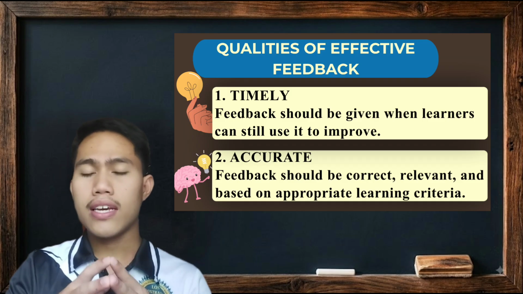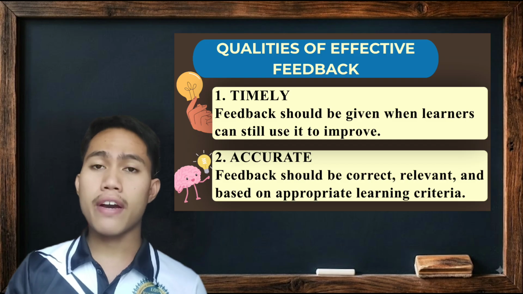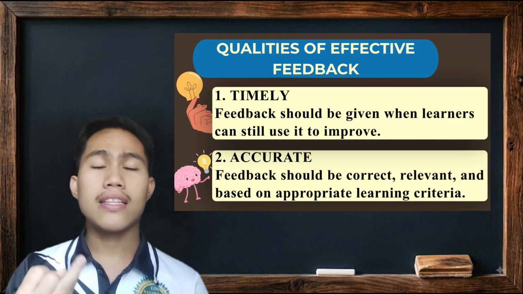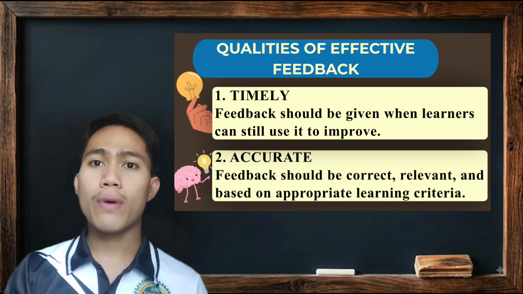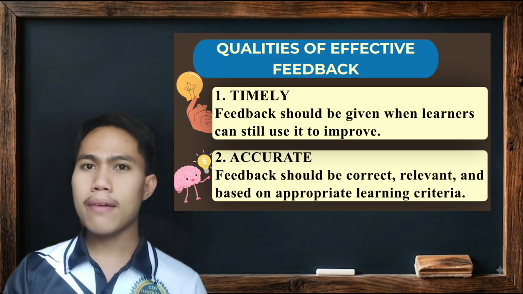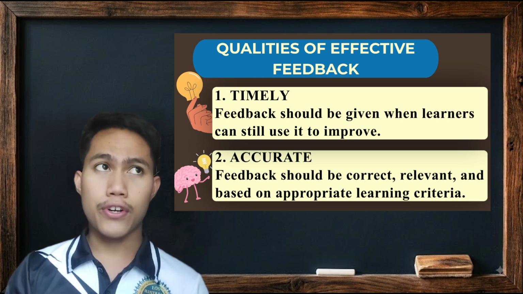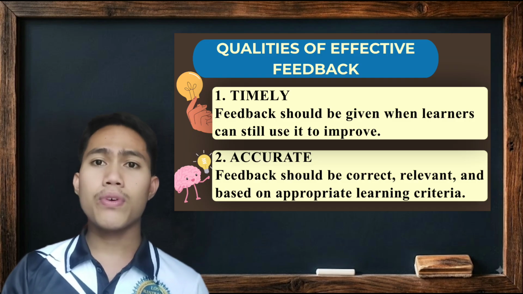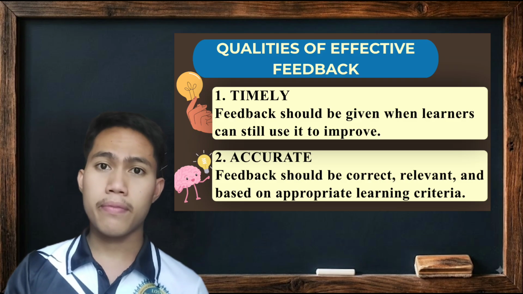Now, the question is what makes feedback effective? According to the PPST Domain 5, Strand 5.3, effective feedback should be timely, accurate, and constructive. First, timely. Feedback should be given at a time when learners can still use it. For example, if students write a paragraph and the teacher gives feedback several weeks later, the learners may already have moved on to another topic. It would be more useful if the teacher provides feedback while students still have the opportunity to revise their work.